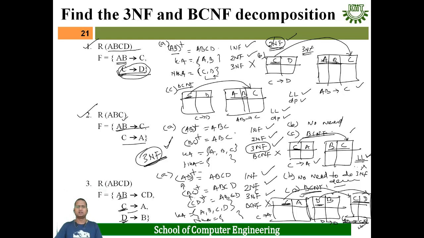That means the preferred decomposition here is 3NF. Because in BCNF decomposition, the lossless join property is satisfied, but dependency preservation is not satisfied in the case of BCNF. Okay, that's why the best decomposition for this relation is 3NF.